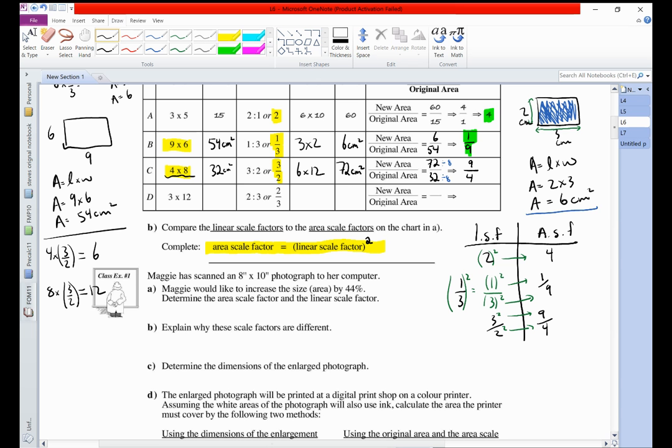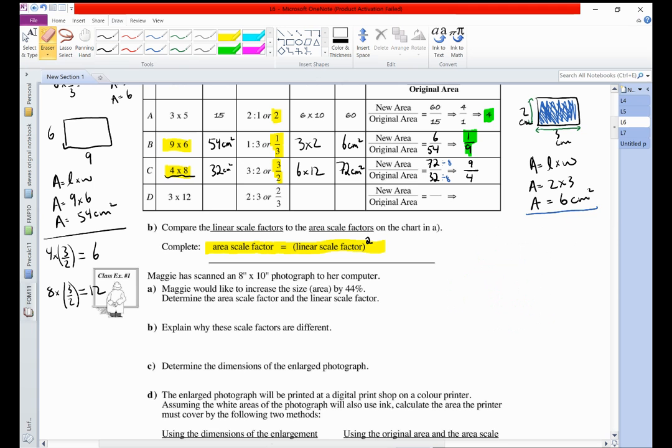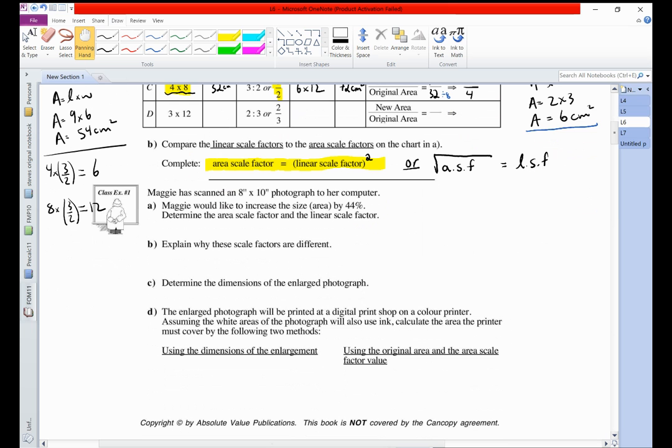I also like to write underneath or somewhere else that I can erase this as well. So you can go the opposite way as well. You can also say, or the square root of the area scale factor is equal to the linear scale factor. So if you had the area scale factor and you wanted to convert that into a linear scale factor, you would just square root it. It's the opposite of square. All right, let's do a couple practice problems, but I'm not going to keep you here for too long.